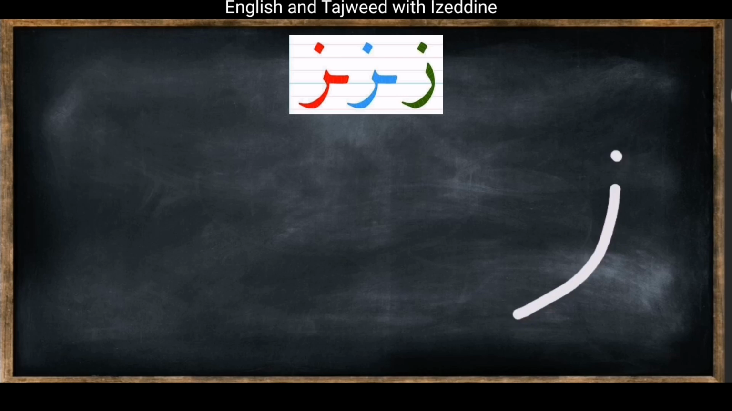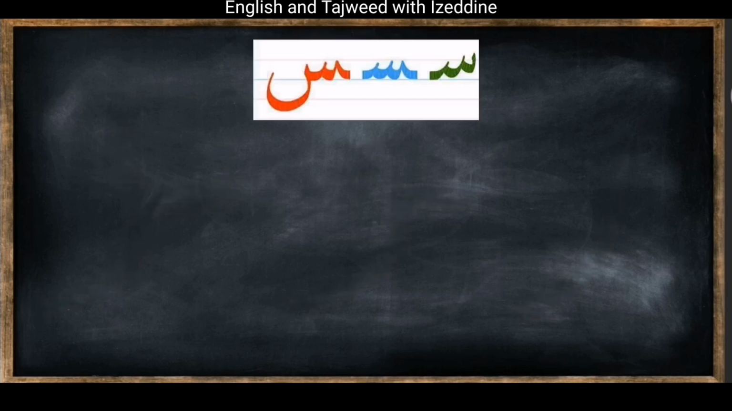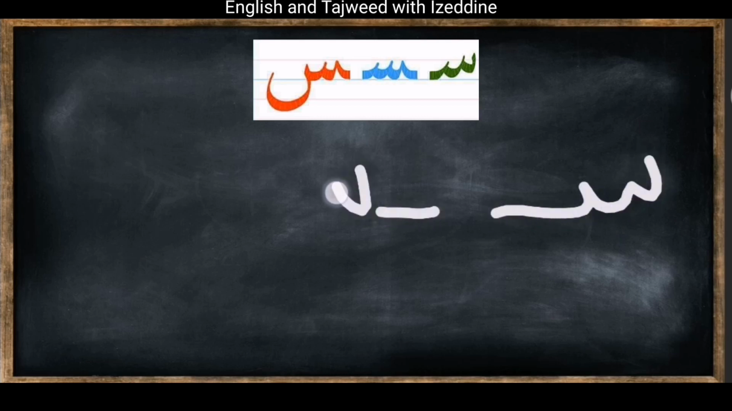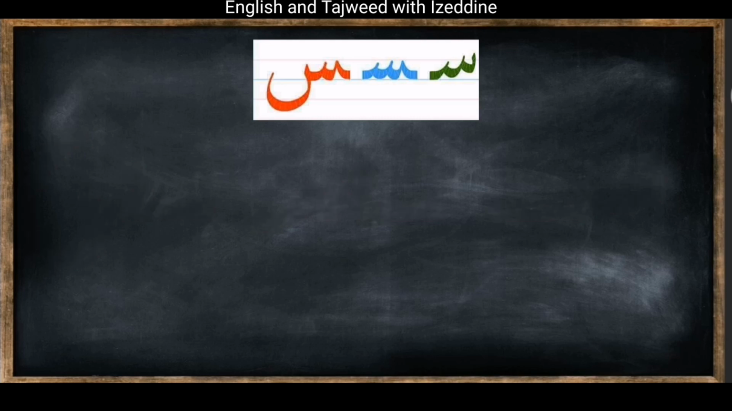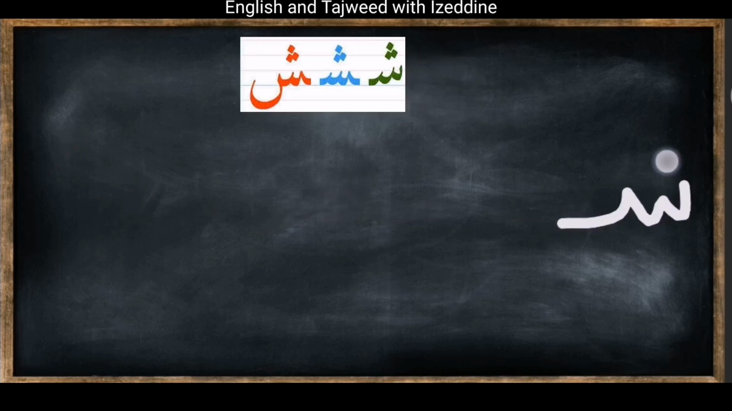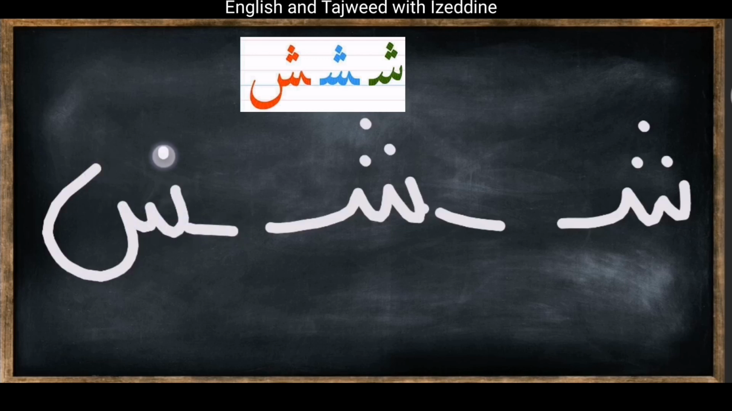Zai, it's the same thing like Ra, but it has one dot, as we have already studied in the video of letters. Sin, it's like three looking upside. Sin at the beginning, sin at the middle, and sin at the end. It has a tail. Sheen, the same thing like sin, as the beginning, as the middle. It has three dots, and at the end.